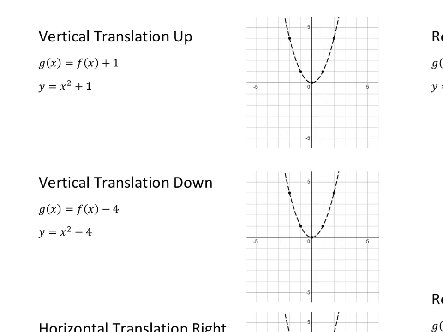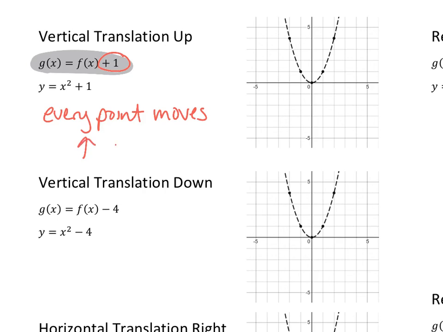Now, I've already told you what this is called, but based on this equation right here, where am I adding numbers? Am I adding it on the inside or on the outside? Outside. So that means it's going to be a vertical translation going up. And how many units am I going to shift this up? 1. Which means that every point moves up 1 unit.